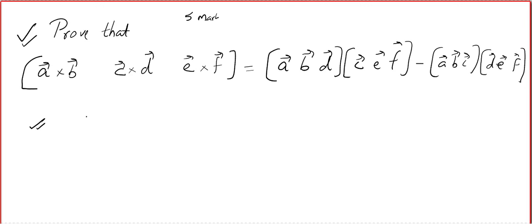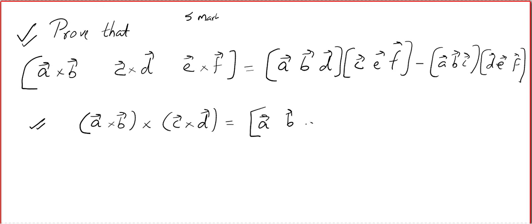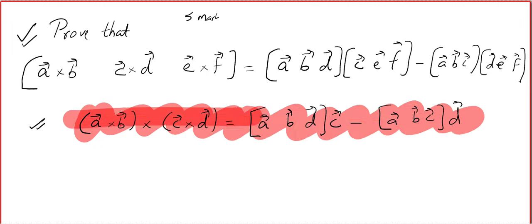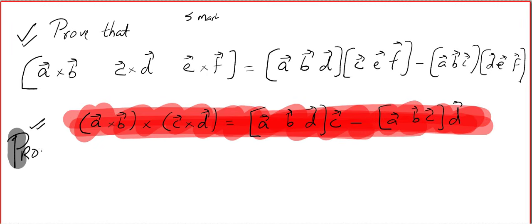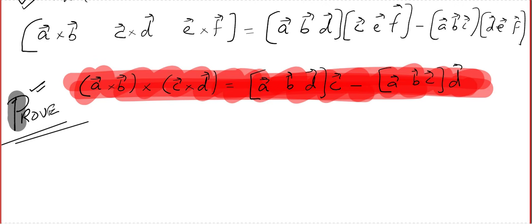So what will you do first? First of all, you prove that A cross B cross C cross D. What's the formula? A, B, D, C minus A, B, C, D. So I'm repeating, the first thing to do is you prove this. Prove it for the exam. Okay, now let's start. You can do that proof in a separate box or something.